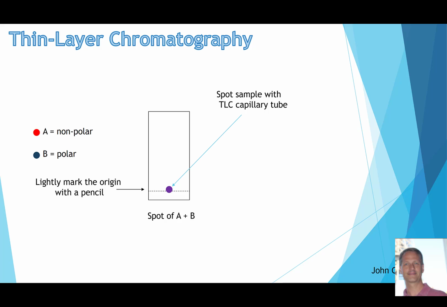We're going to spot our sample, and we're going to use a TLC capillary tube. They're like melting point capillary tubes, except they're open on both ends. So you put a little spot on there. This spot is going to be purple. It's the overlap of red and blue.